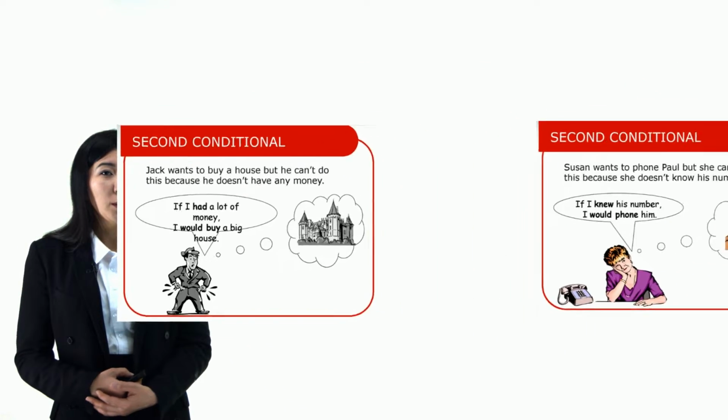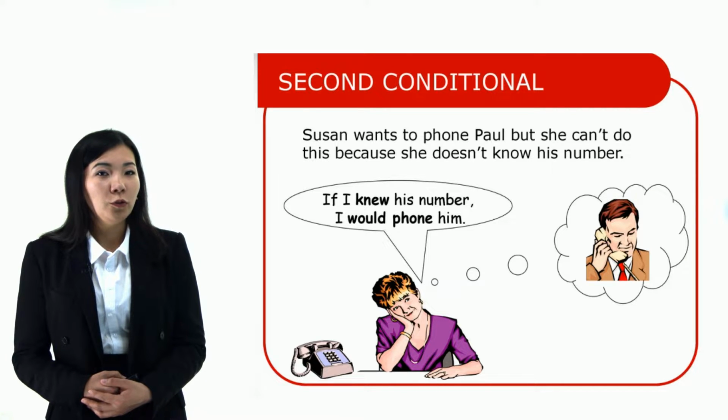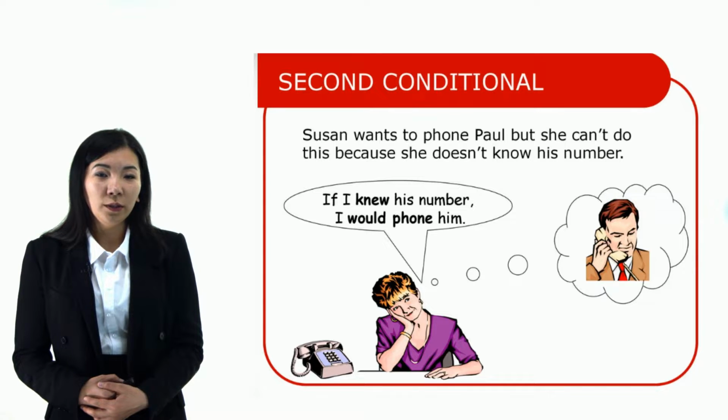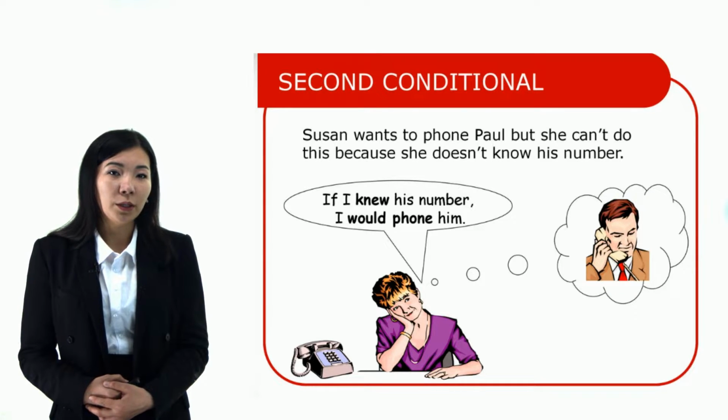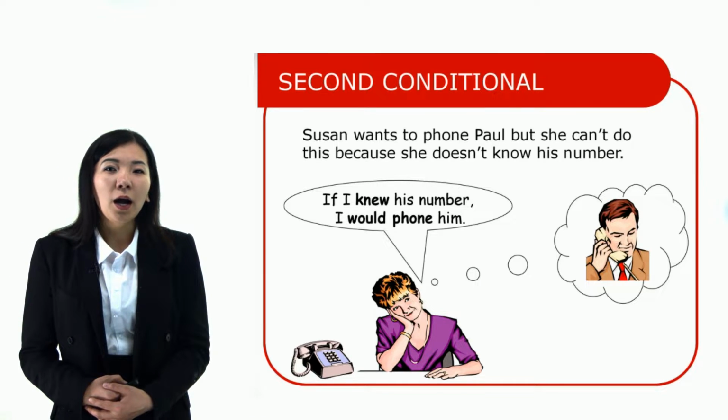Another example, look at it. So here we have Susan. Susan wants to phone Paul, but she can't do this because she doesn't know his number. She would say, if I knew his number, I would phone him.